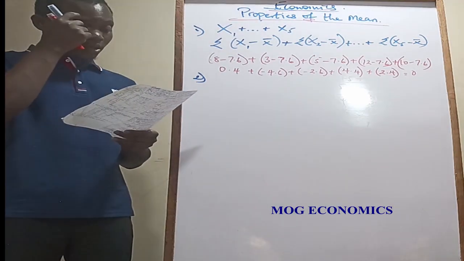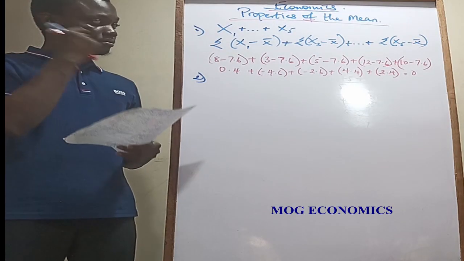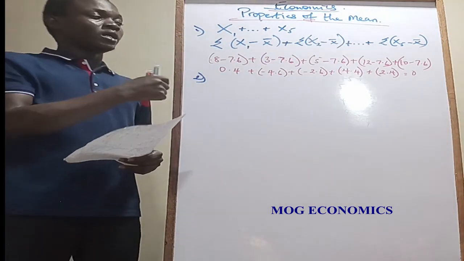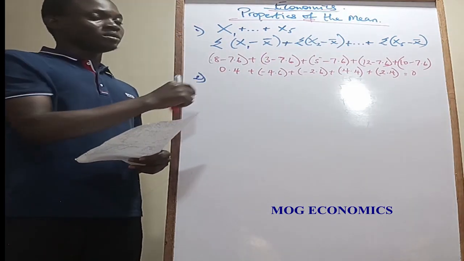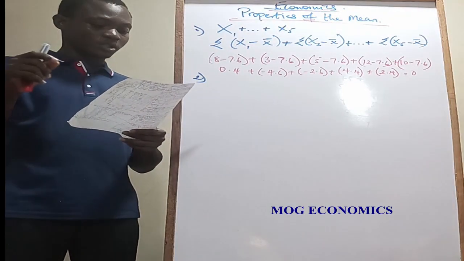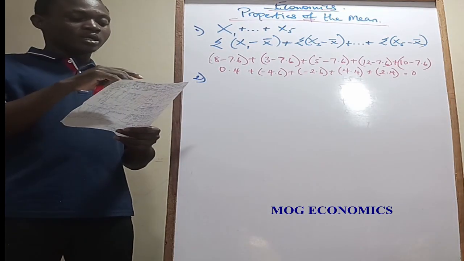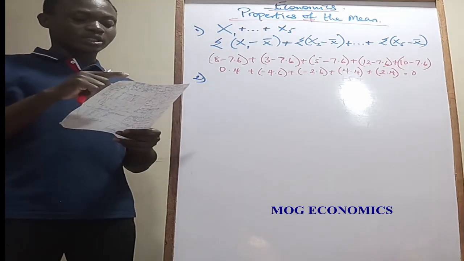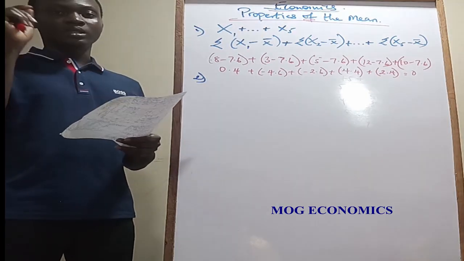All right. The second property is the sum of squares of the deviation. The sum of squares of these deviations is the least around the mean. It is the least when the mean is used. Let me put it very well: the sum of squares of the deviations of a set of numbers x1 is minimum only from the mean.